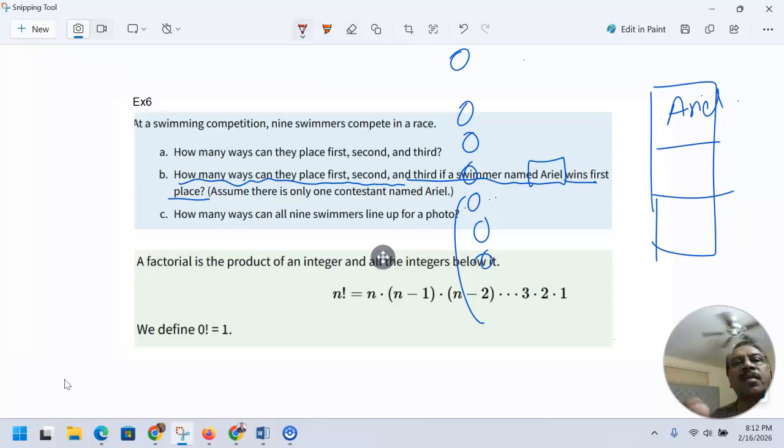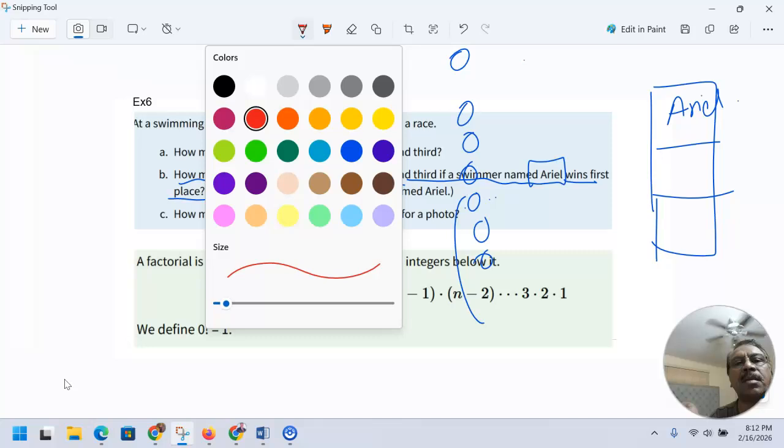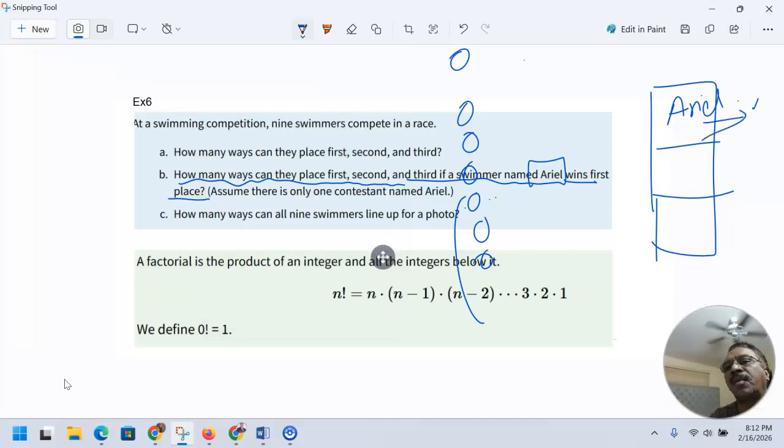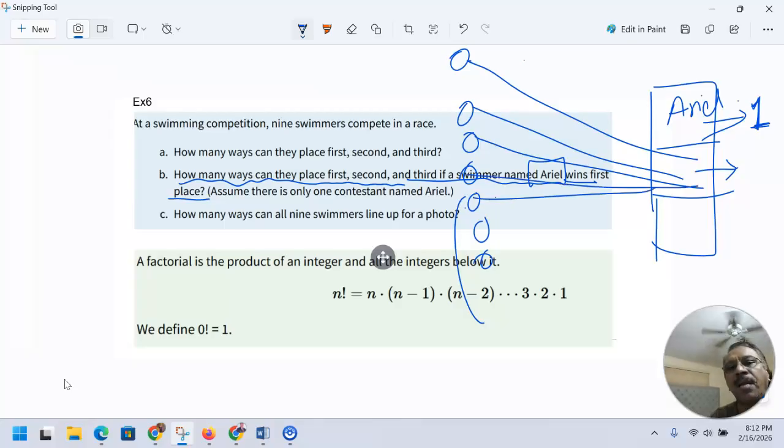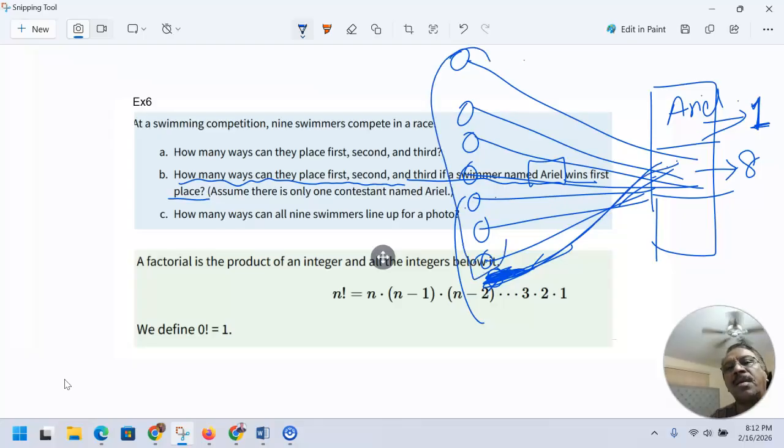So the first place is Ariel. So only one person, his name is Ariel. So this is one. And then the remaining, second place could have been any of these 8. See this? 4, 5, 6, 7, and there is 8 here. I think I missed that. So 8 times. And once one of them is filled up, let's say I knock off this guy, he is already second. So what is left is 7. So these are the 7 left. So this will be 7.